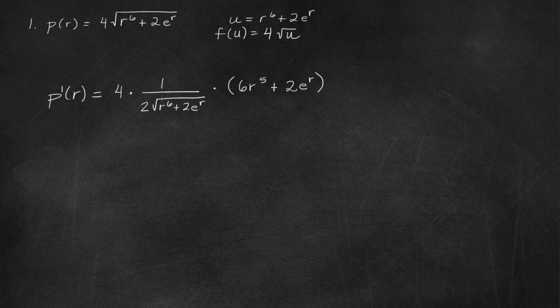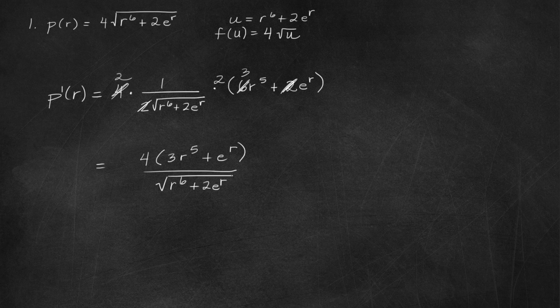And we can do a little bit of simplifying here. I've got this 4 divided by this 2 is just going to leave me with a 2 in the numerator. And if I wanted to, I could factor out a 2 here, leaving me with a 3 and a 1. So bringing another 2 out. So I get 4 times 3r to the 5th plus e to the power r all over the square root of r to the power 6 plus 2e to the power r. So that's the derivative of p with respect to r.